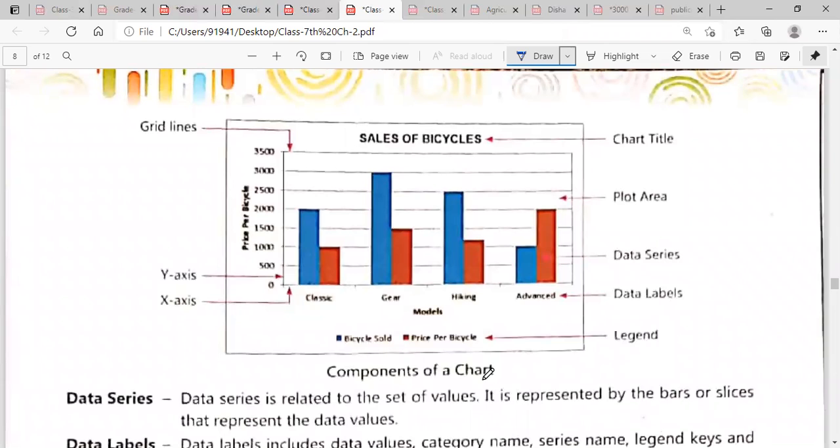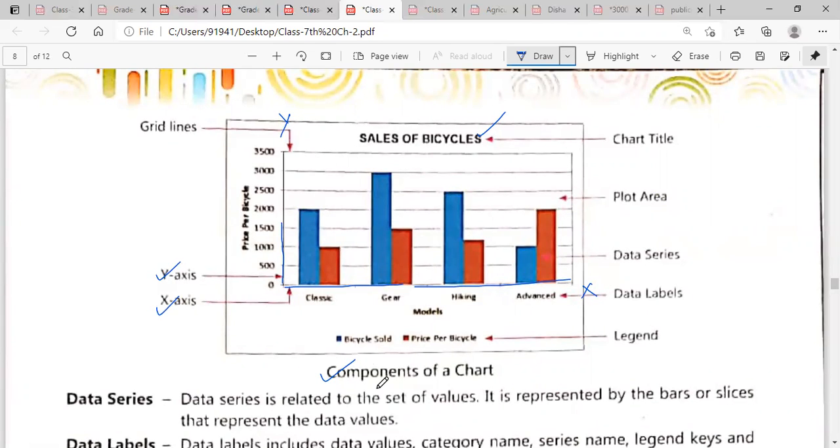Now look at a picture. This picture shows the components of a chart. Now this is your x-axis towards this side, and this is your y-axis. Okay, and now this is the title of the chart, meaning sales of bicycle, and this is your x-axis and this is your y-axis.